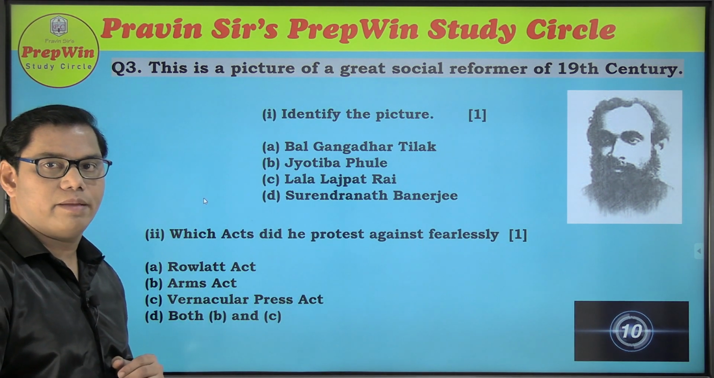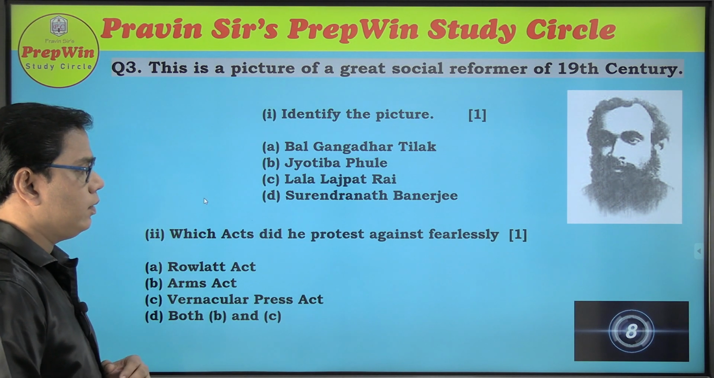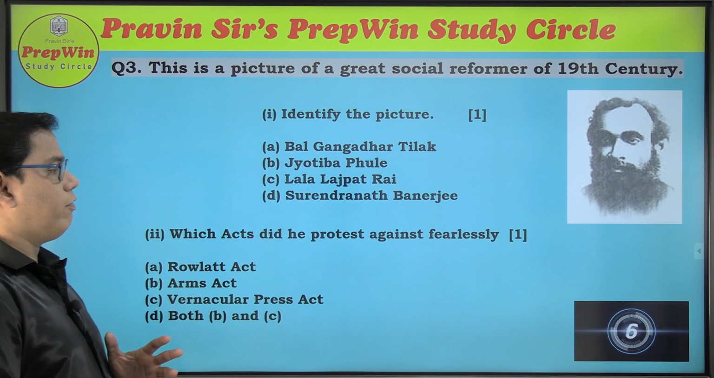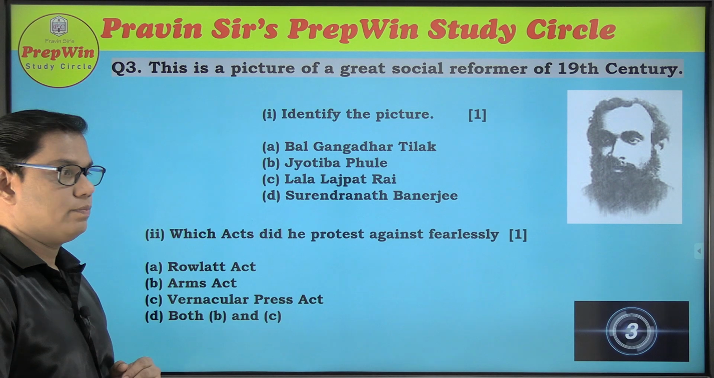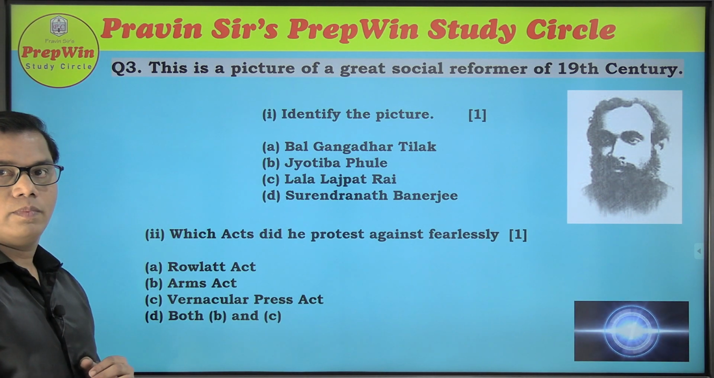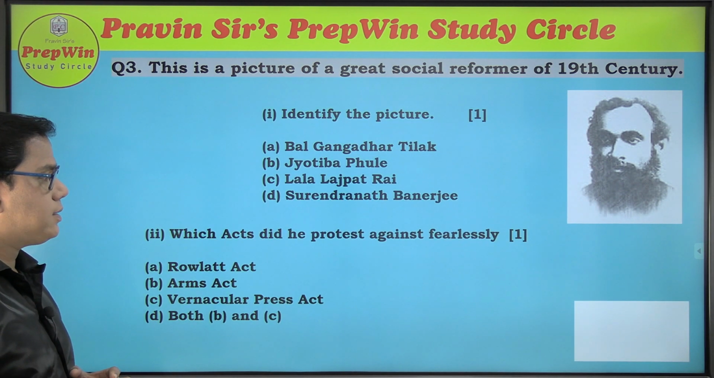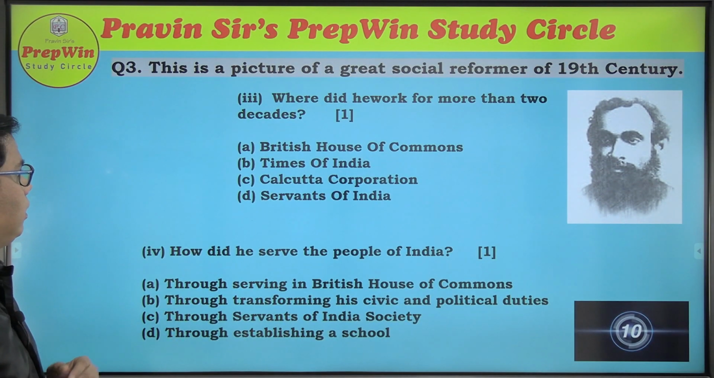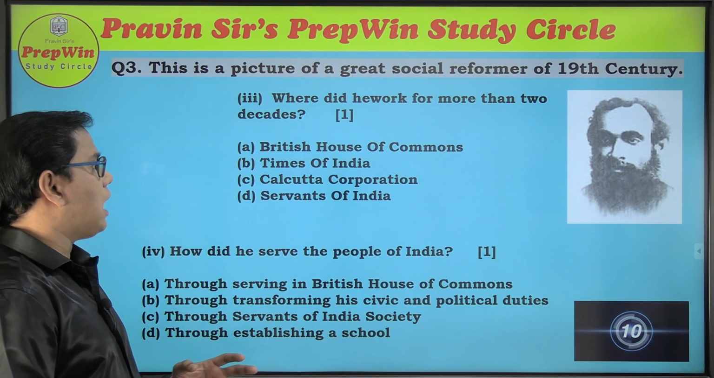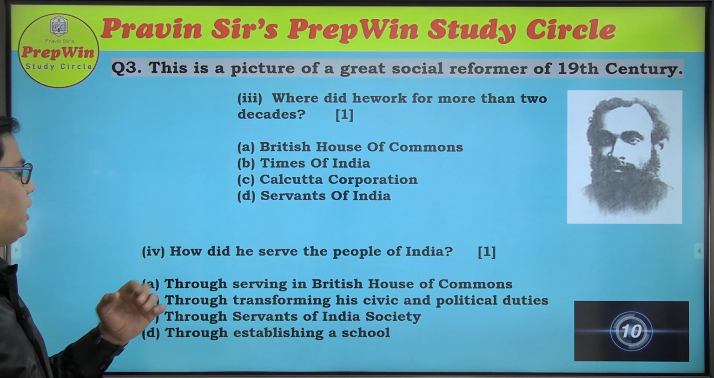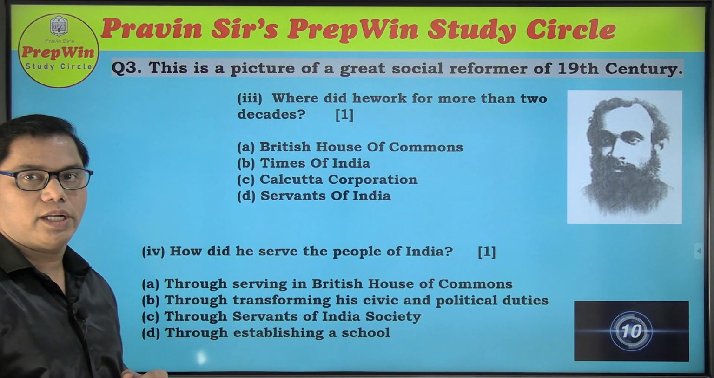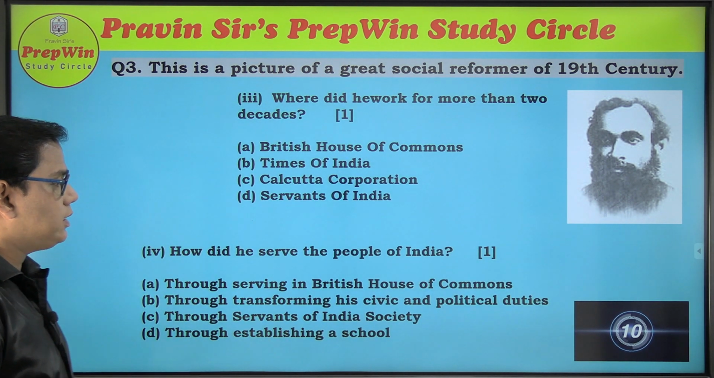Let me start a timer. 7, 6, 5, okay, time up. Next question. And another two questions are also 1 mark each. That is question number 3 and question number 4. Here goes the timer.